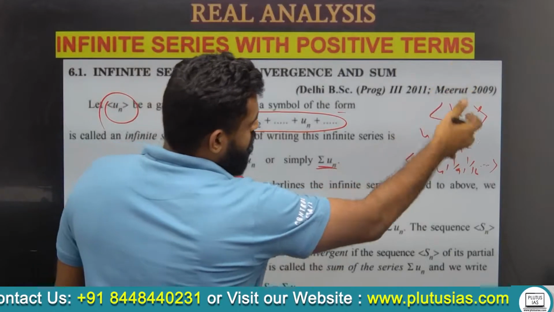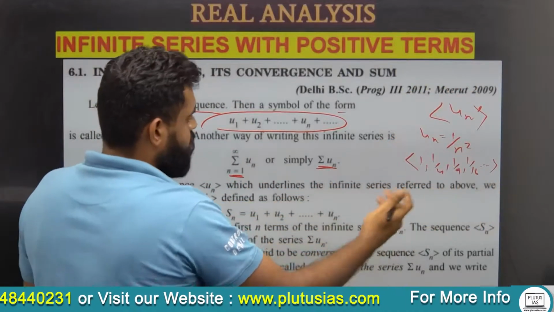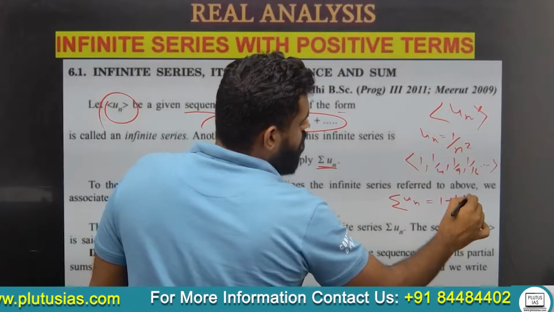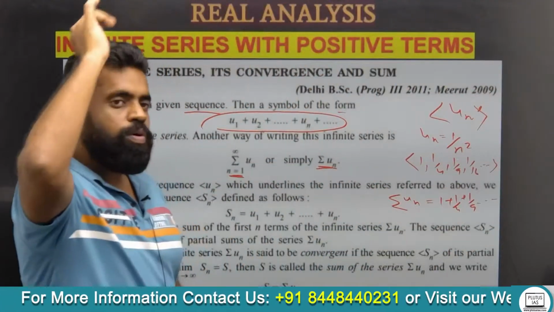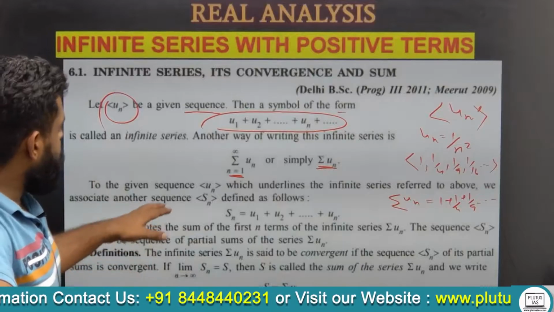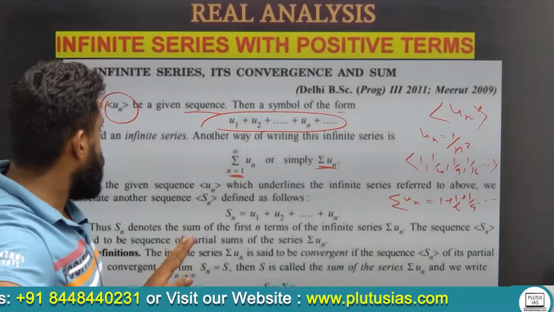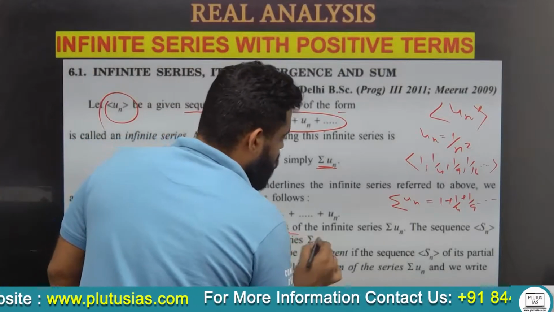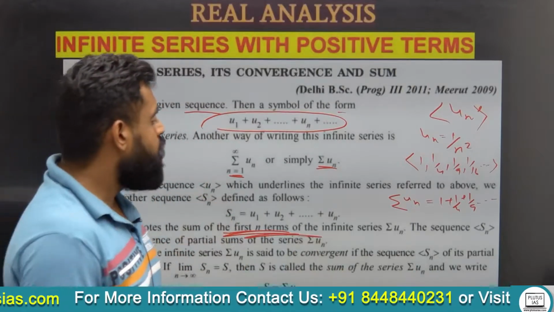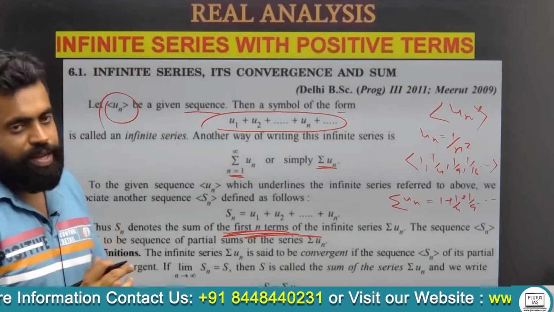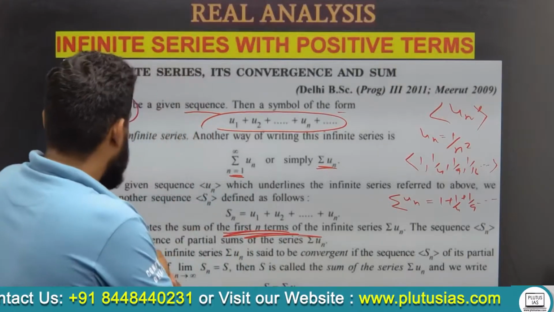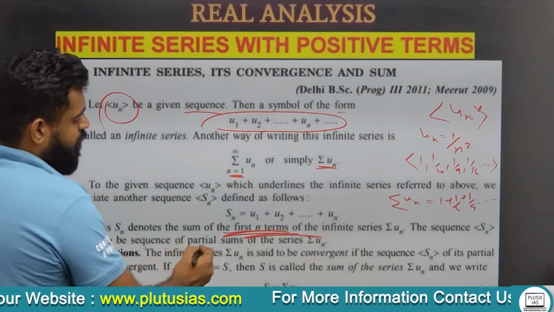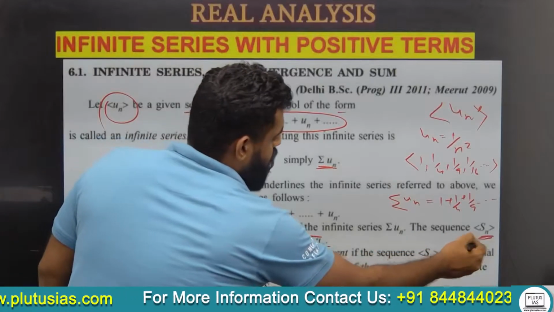Okay? Suppose in this case we have to take the summation of un, that would be 1 plus 1 by 4 plus 1 by 9 dot dot dot, which will go on to infinity. Okay, now if Sn denotes the sum of the first n terms, we calculate this Sn, okay, Sn is also called the partial sum. So if Sn denotes the sum of n terms of the infinite series, the sequence Sn is the sequence of partial sums of the series. This is called the partial sum.